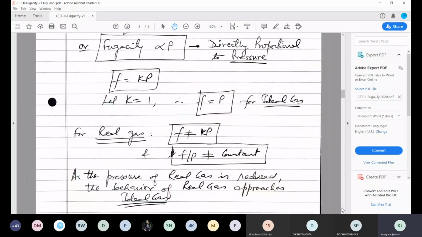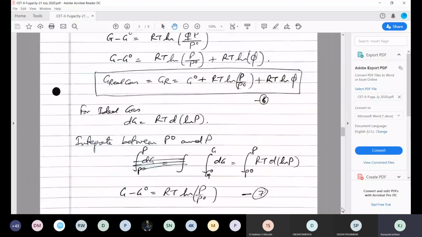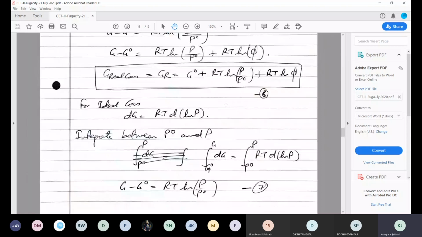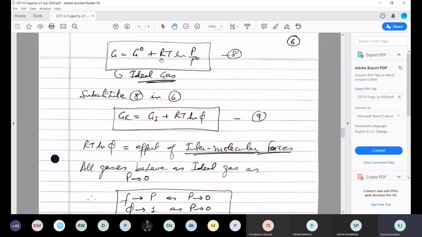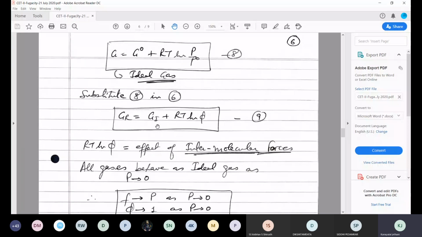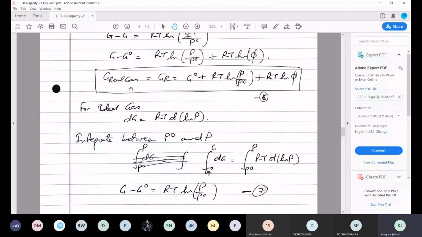Okay, let's see, where are we? Right, so from this equation, you get G equal to G0 plus RT ln P by P0. This is for ideal gas. We can write superscript ideal gas, right? And here, G for real gas is nothing but G for ideal gas plus RT ln phi. Understood now? So G for real gas is equal to G for ideal gas plus RT ln phi from this equation. G0 plus RT ln P by P0 is G for ideal gas, plus RT ln phi.